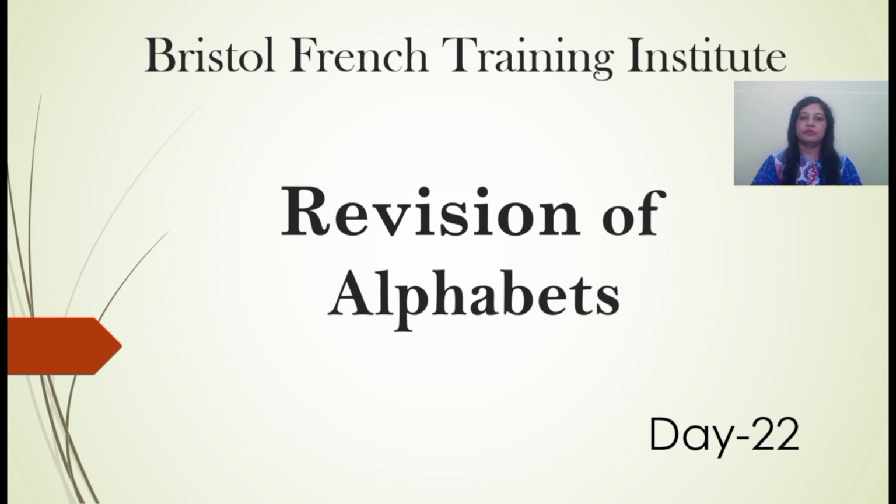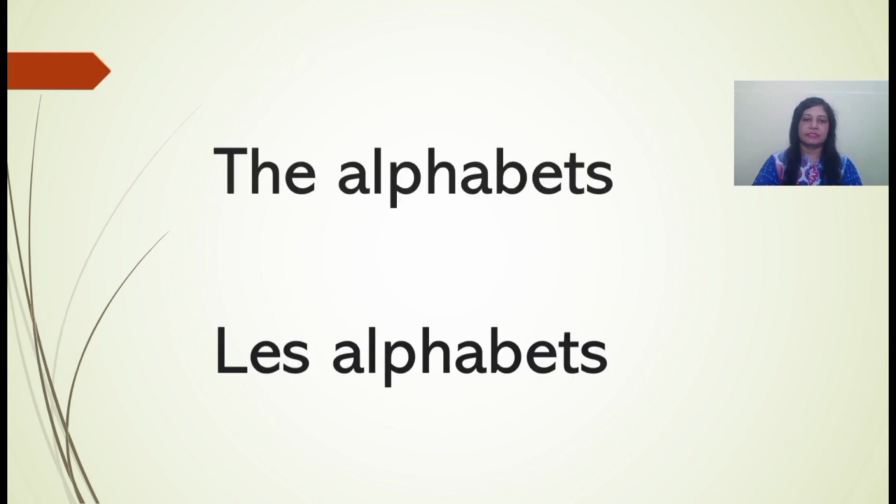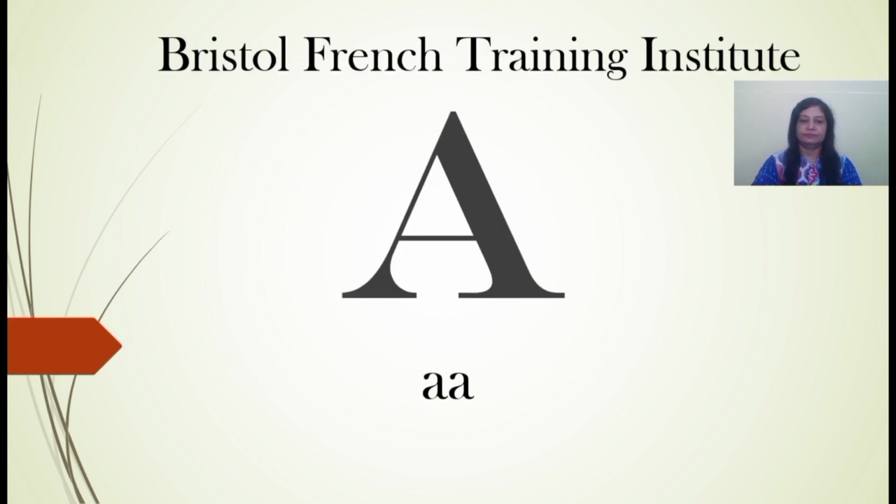Today we are going to revise the alphabet. The alphabet in French is known as les alphabets. Actually, alphabet in French is known as alphabet and the is known as les. Here the S of les gets conjugated with the A of alphabet and it becomes les alphabet.